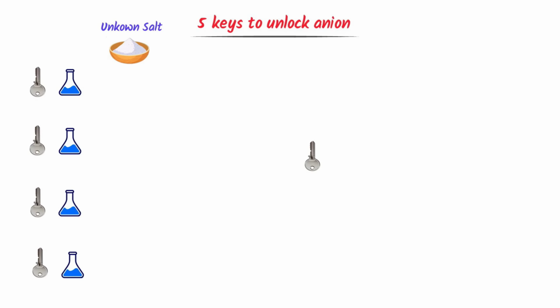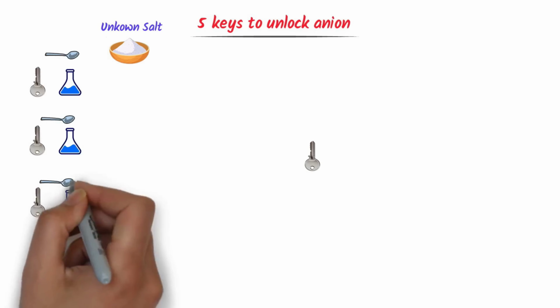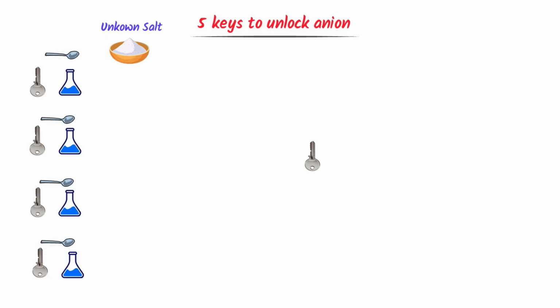Secondly, I add the unknown salt to the first beaker, to the second beaker, to the third beaker, and to the fourth beaker. Lastly, I will only keep unknown salt here. Now I will use sulfuric acid, H2SO4, in the second, third, and fourth key. Remember that in the second and in the third case, we use concentrated sulfuric acid, while in the fourth case, we use dilute sulfuric acid.